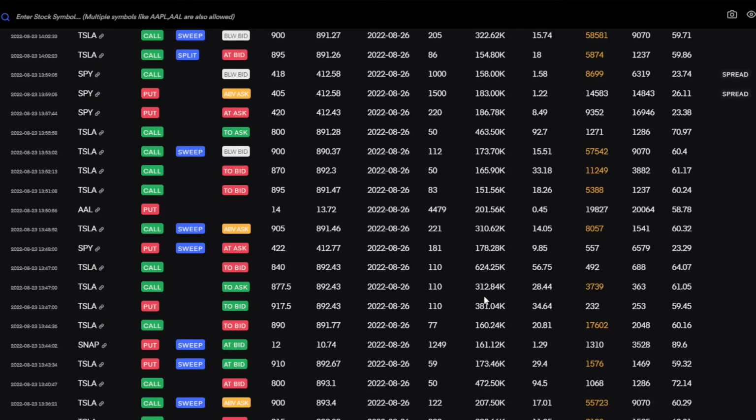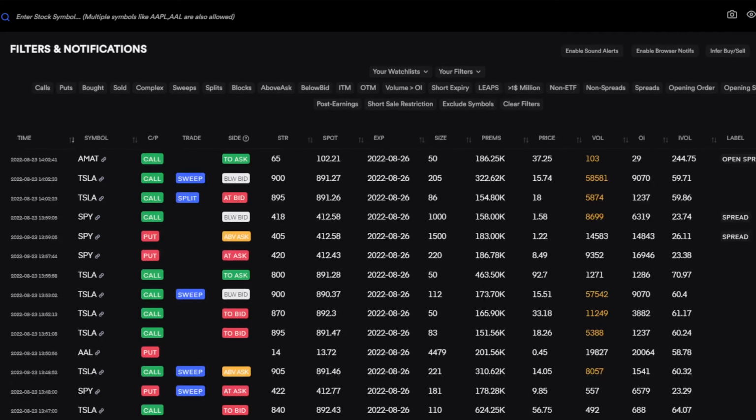Snapchat put, $12 strike price. Current spot is $10.74. It's $161,000 worth of premium. It is a sweep at the bid. $12, kind of pinning Snapchat below $12 this Friday. Keep that in mind, guys.